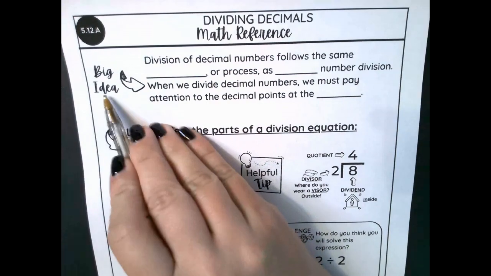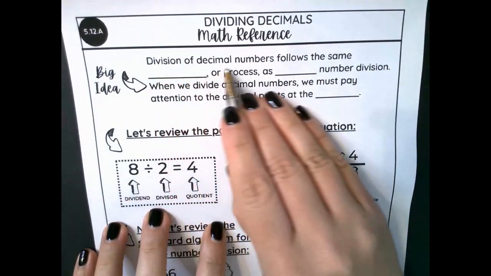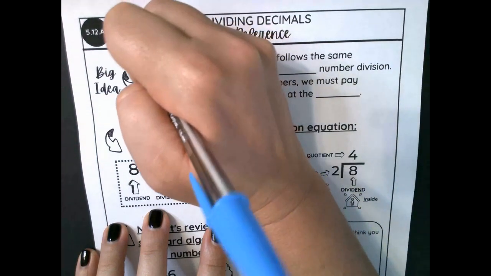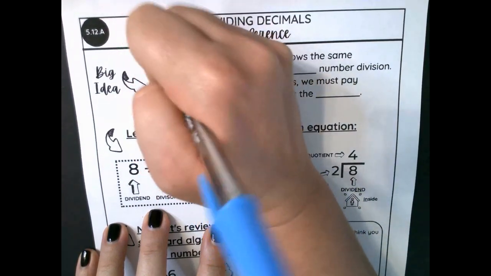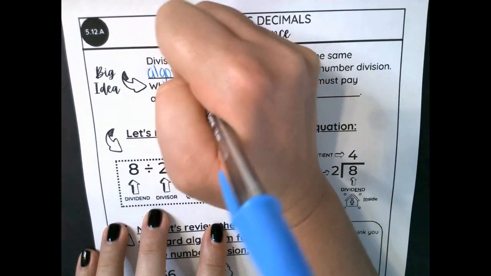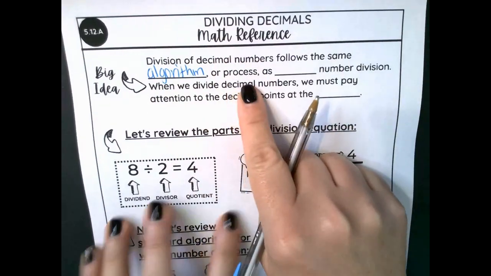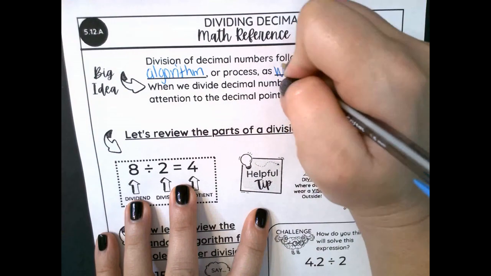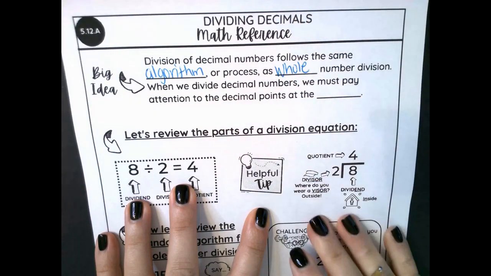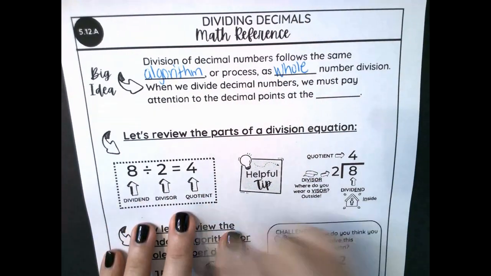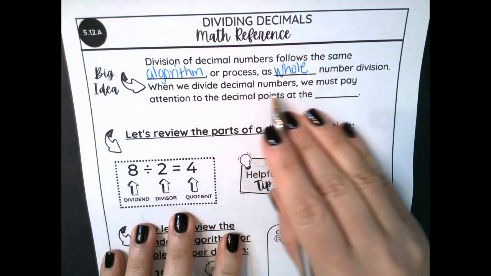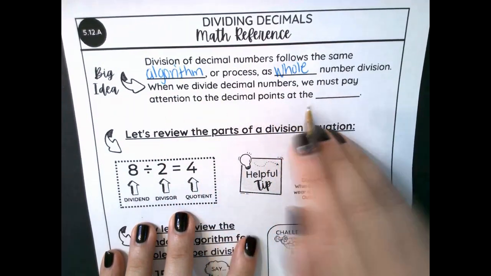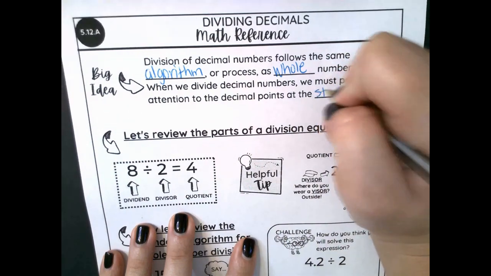Okay, so our big idea says division of decimal numbers follows the same algorithm or process as whole number division. Process is another word for algorithm. Okay, when we divide decimal numbers, we must pay attention to the decimal points at the start.